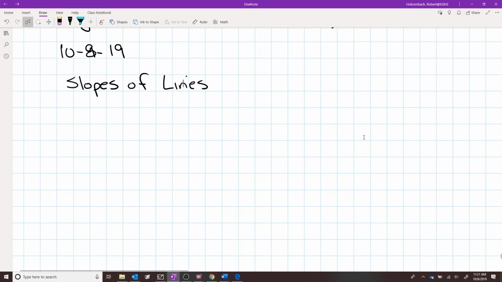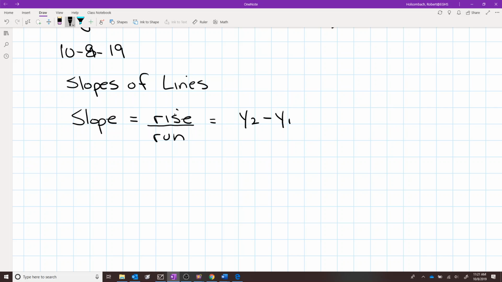Okay, slopes of lines. So the slope of a line is equal to rise over run. Which is your y sub 2 minus your y sub 1, divided by your x sub 2 minus your x sub 1.